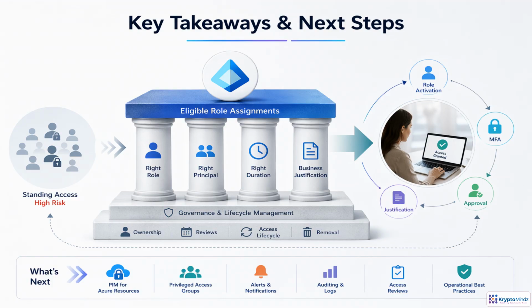The main takeaway is to replace standing privileged access with eligible governed access. In PIM, that means choosing the correct role and principal, setting an appropriate duration, and capturing the business reason. It also means keeping ownership, reviews, lifecycle controls, and removals active. Next, we'll move from assignment design into activation, including MFA, approvals, and justification.